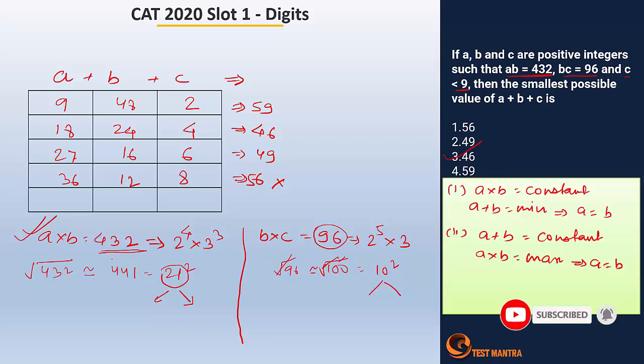The best way to identify is this part, where I have seen the product A into B is 432, so it's approximately equal to 441. So the value should be closer to 21. Now you can identify 18 and 24, as compared to the other values, they are closer to 21, right? So this value will be my correct answer possible.